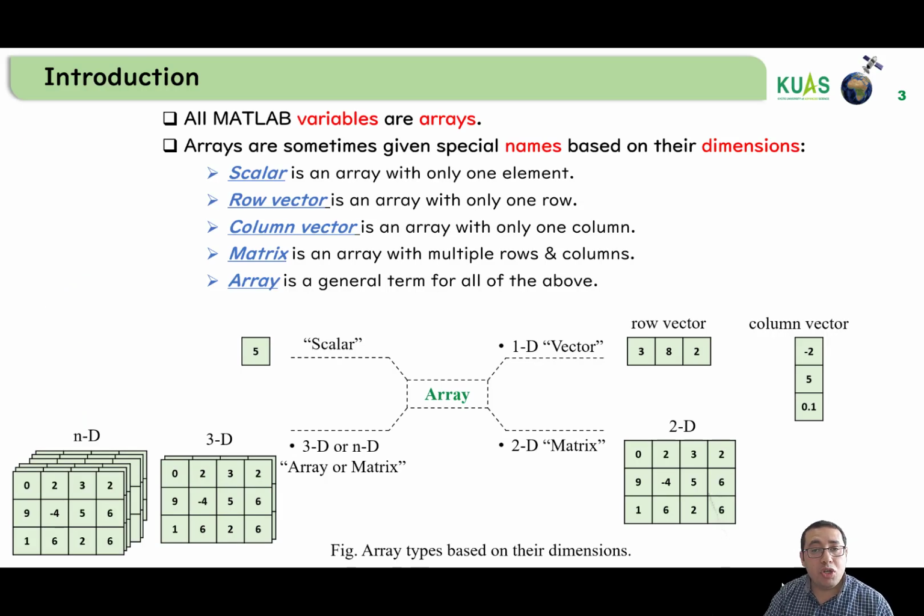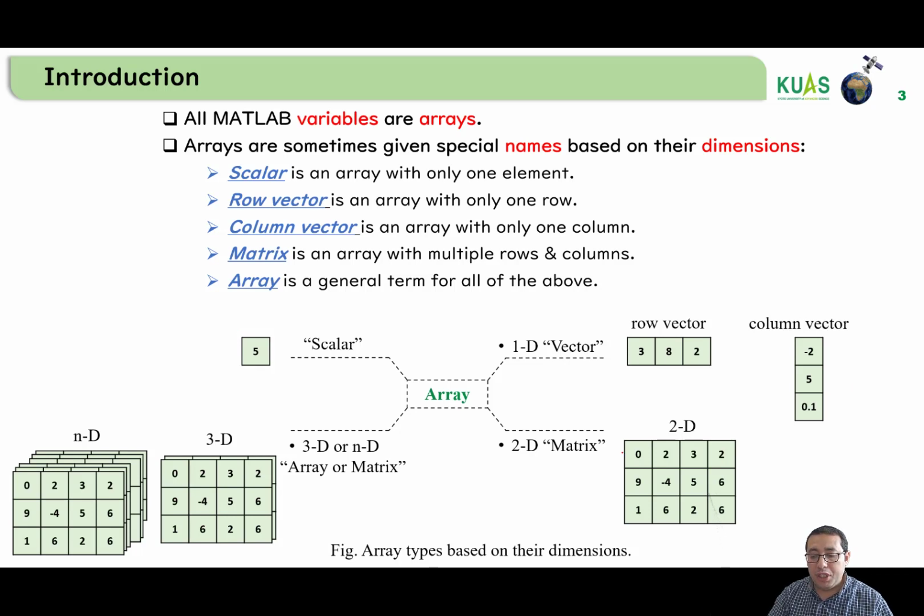First of all, as we mentioned before, all MATLAB variables are arrays, and this array will have a special name based on their dimension. For example, if this array has only one element, like one number, for example, x equals 5, in that sense, it's called a scalar. And if the data is arranged in one row or one column, it will be a vector. So a row vector or a column vector.